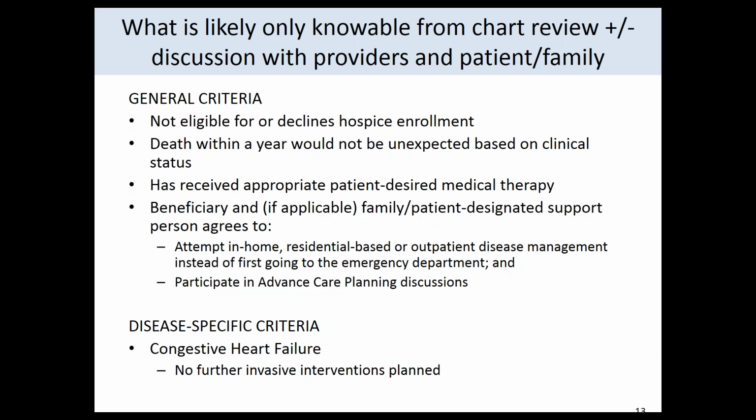And what items in those eligibility criteria are very likely unavailable to you as you're generating your estimate of potentially eligible patients? So you're probably not going to find information that describes that a patient is not eligible for or has declined hospice enrollment. You probably are not going to find information that's going to tell you, independent of a dedicated analytic software program that your plan or system may have, that death within a year would not be unexpected. There wouldn't be anywhere in a claims file where you could find that documentation.